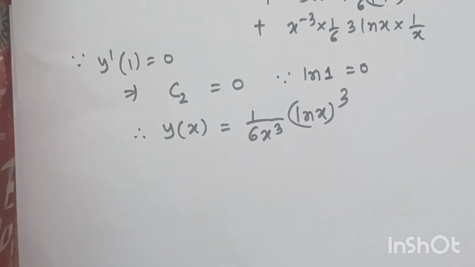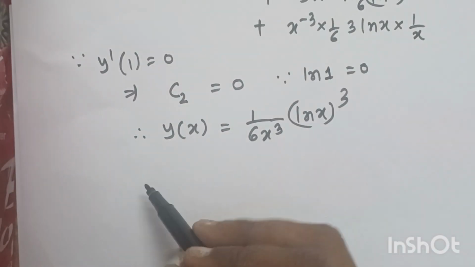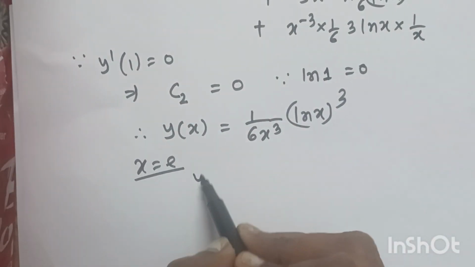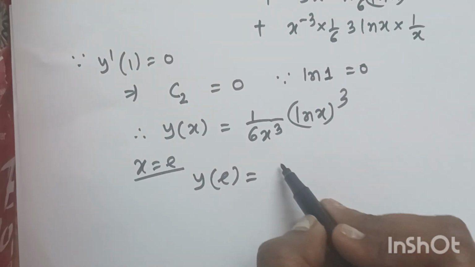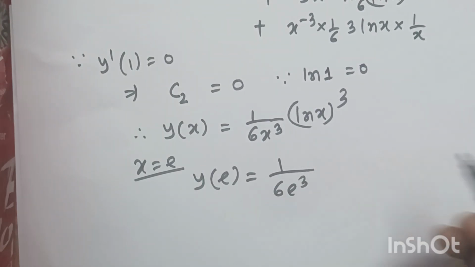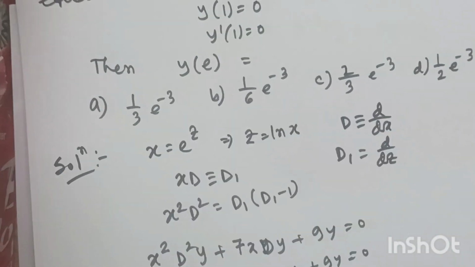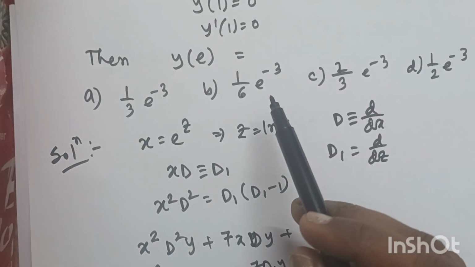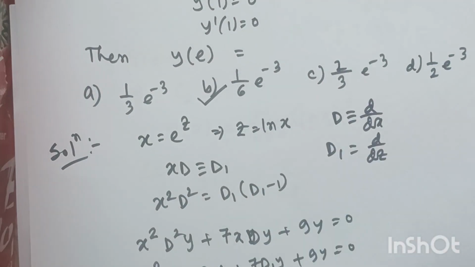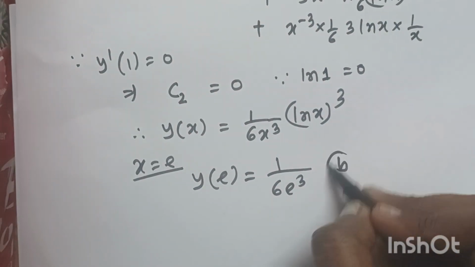Now the question is, we have to find the value of y(e). That is, in place of x we have to substitute e. So y equal to 1 by 6 e power minus 3, and log of e equal to 1. So only this is the answer. Now if you check the options, then option B is correct. So option B will be the answer.